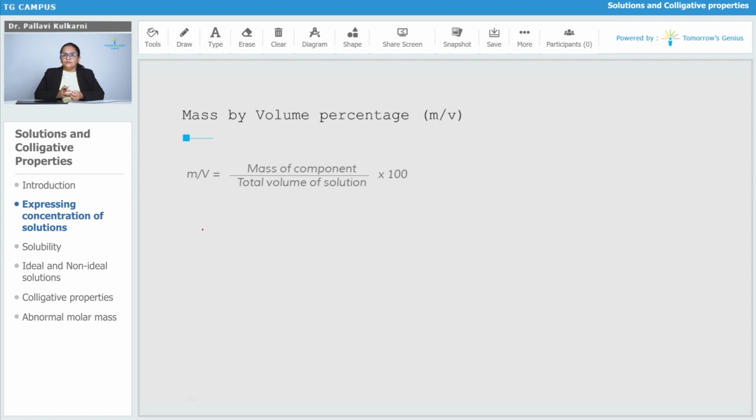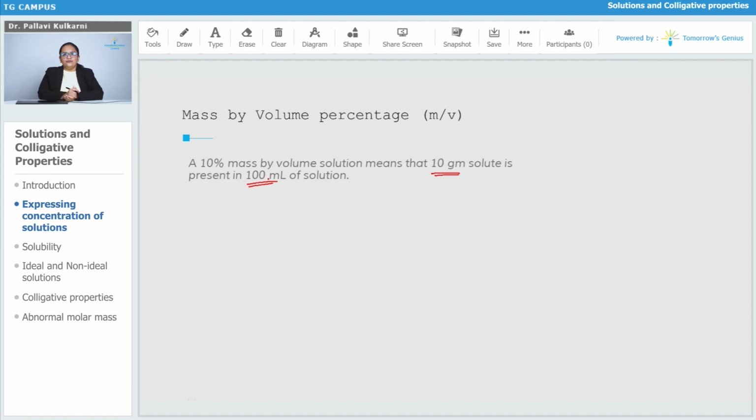Why is this so? Because many of the times, if you see the solution, the solute particles are solid substances, right? So therefore, mass by volume is also a very useful concentration term. The same formula will be mass of the component divided by total volume of solution multiplied by 100. For example, a 10% mass by volume solution means it will be 10 gram of solute, a mass of solute, and total volume of the solution in ml, right?